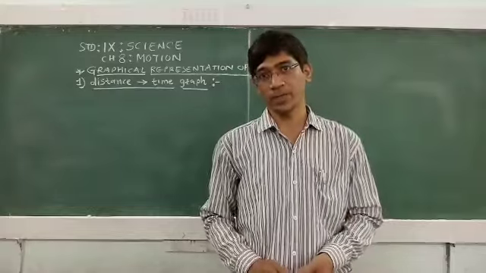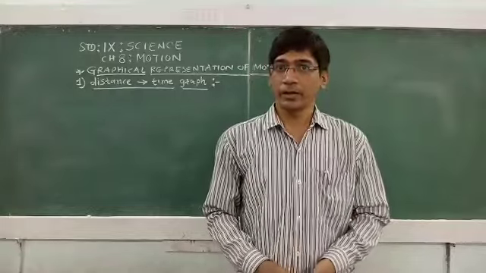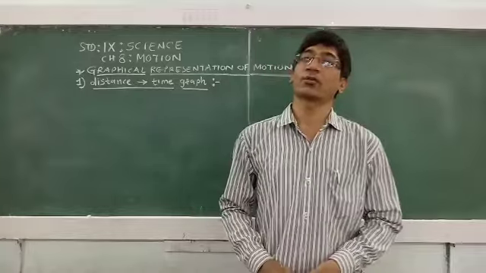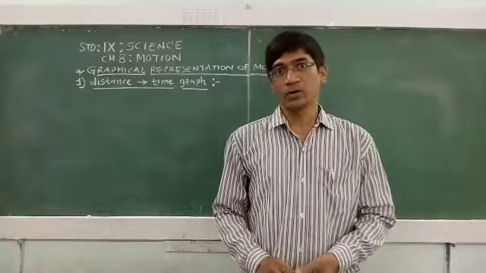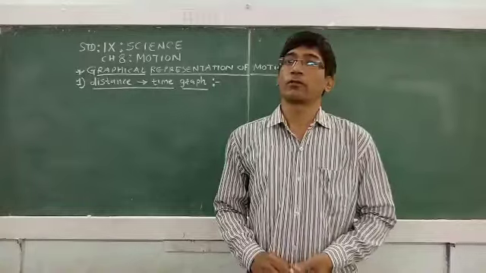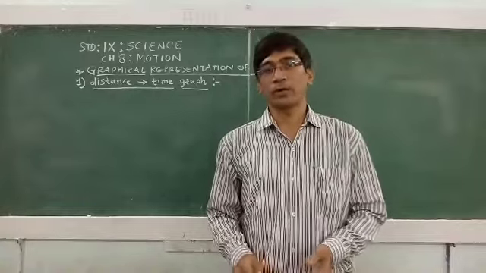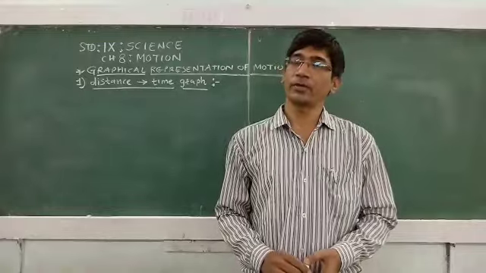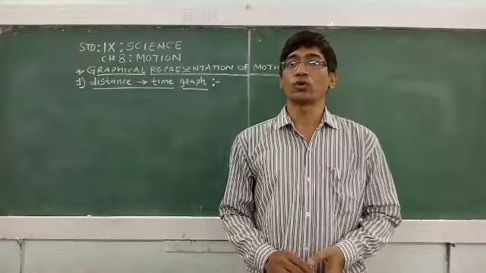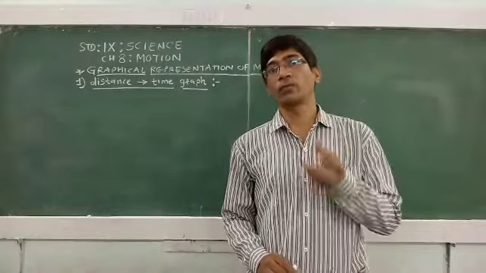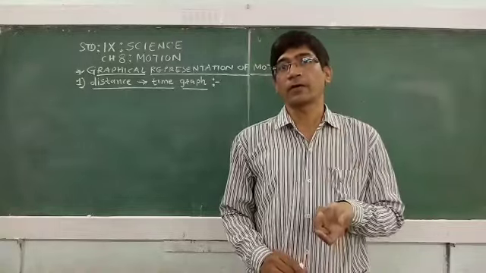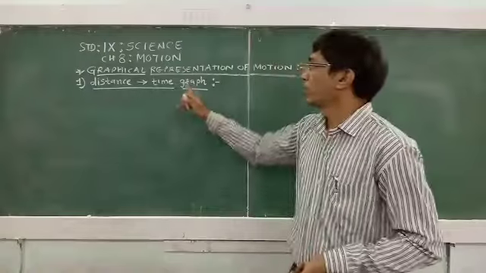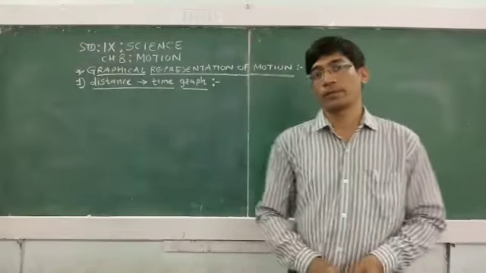Last time we covered displacement, path length, speed, and average velocity concepts. Today we are taking the graphical representation of motion in standard 9, chapter 8, Motion. Velocity is given by displacement upon time, whereas speed is given by distance upon time. If you want to represent motion on a graph, we can use the graphical representation of motion.